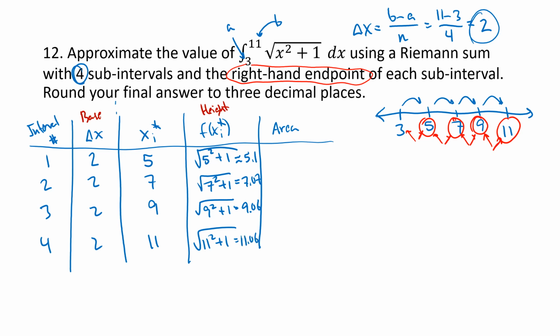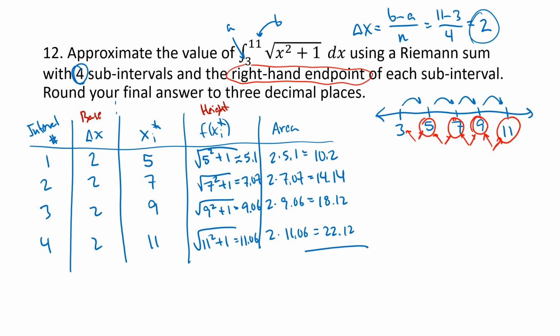But those are the heights, right? So big common mistake, you do all this work and then you make this silly mistake at the end, you forget to multiply base times height to figure out the area. So this is going to be 2 times 5.1, which is going to be 10.2. 2 times 7.07, which is going to be 14.14. 2 times 9.06, which is going to be 18.12. And 2 times 11.06, which is going to be 21.12. And then those are all the areas of the individual rectangles. Now we add those all up.